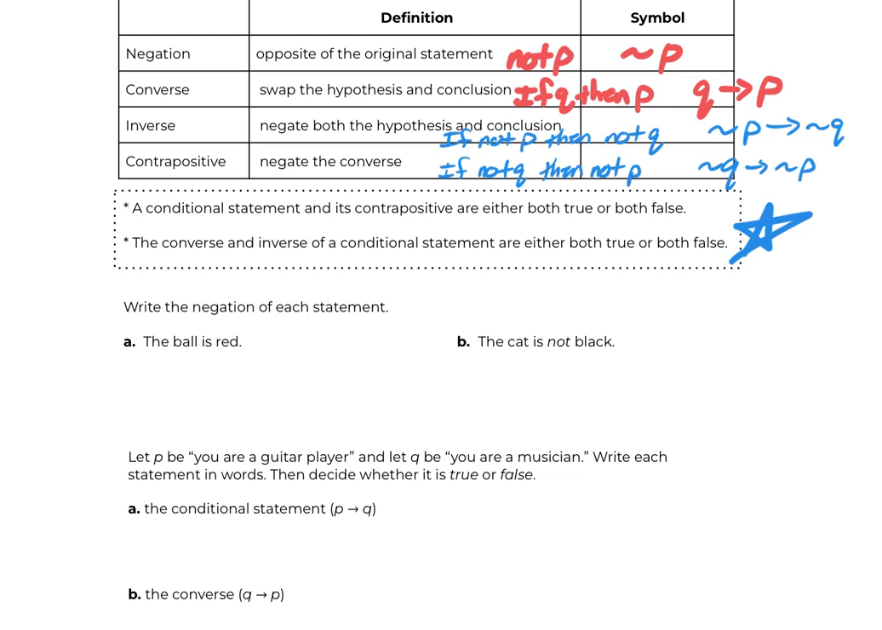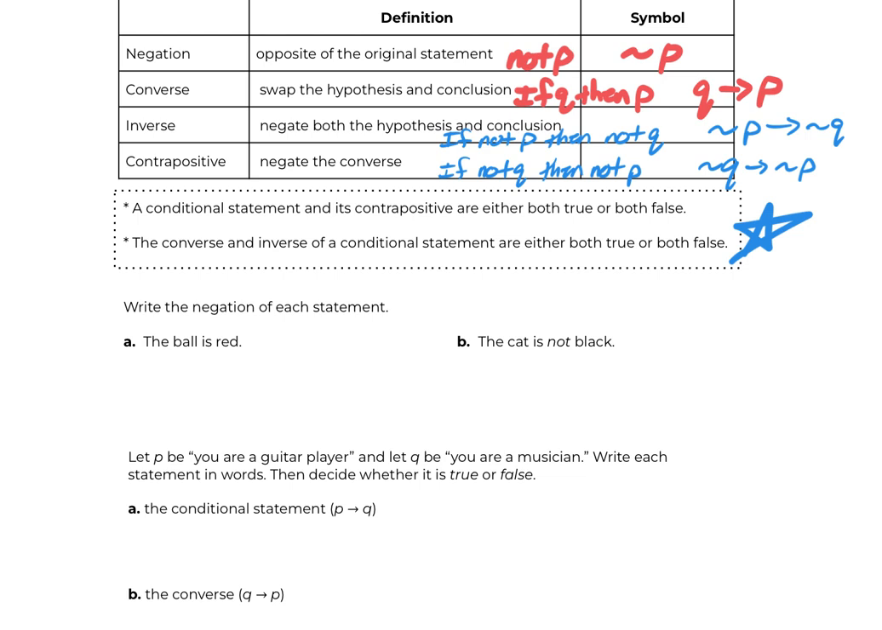We're going to ask you to determine if the statement is true or false. And not only the original statement, but all four statements, because we're going to have a conditional, a converse, an inverse, and a contrapositive. And here's what you need to know. The conditional and the contrapositive are always the same truth value. They're either both true or both false.